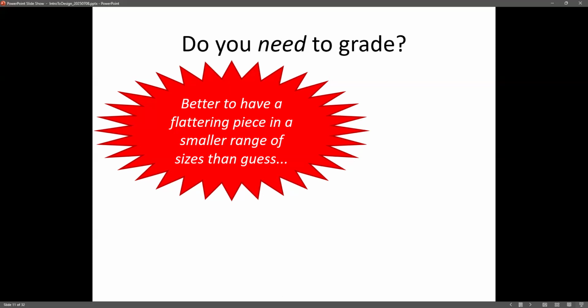However, it's only good if those sizes are actually properly and responsibly calculated. If, as a designer, you're guessing about what the small sizes and the large sizes need to look like, then you're going to get into trouble. I would rather have, and now let's think about the role of, as a designer, the role of social media and the role of promotion here.